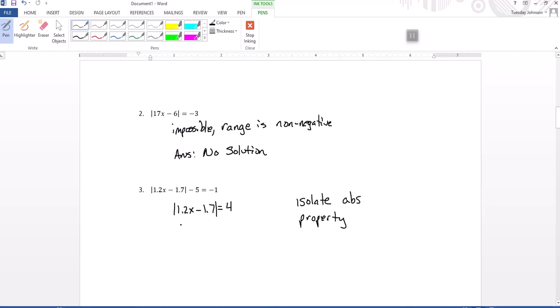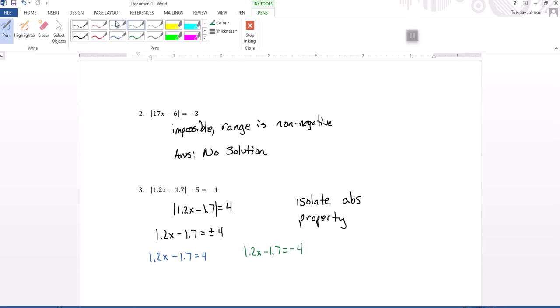And the property says that the absolute value of 1.2x minus 1.7 equals plus or minus 4. And that's exactly what the property said. So we do 1.2x minus 1.7 equals 4. And we'll do another problem that is 1.2x minus 1.7 equals negative 4.